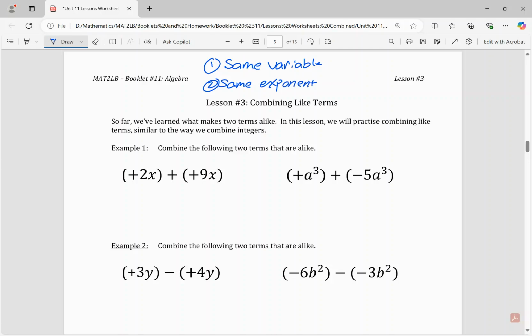Now, the reason why this is important is because if two terms are alike, then you can add or subtract them, but only if they're alike. If they're not alike, you can't do anything. So the rules are as follows.